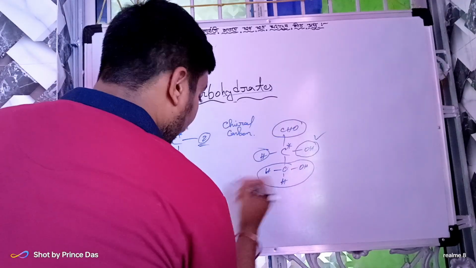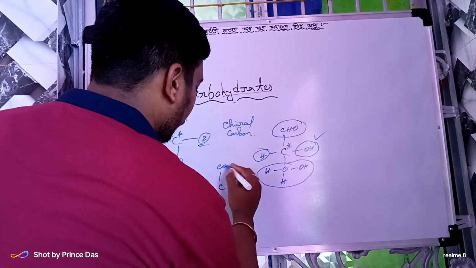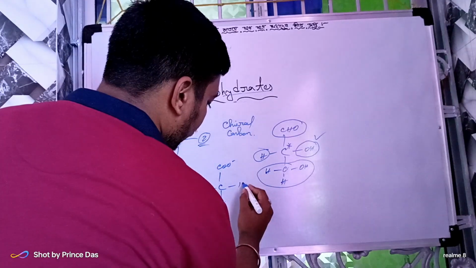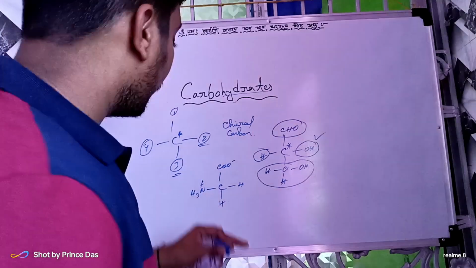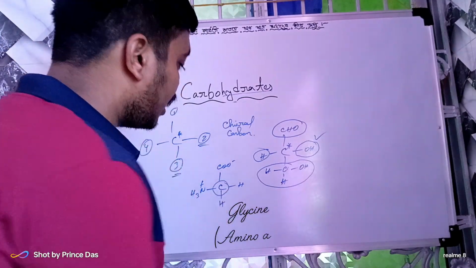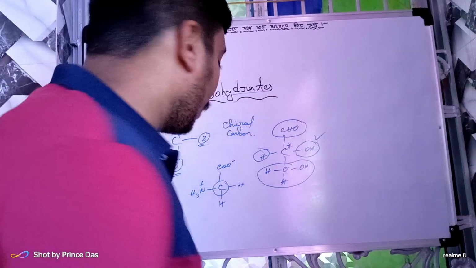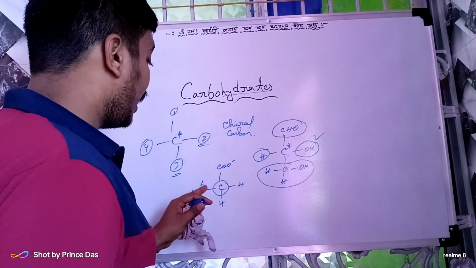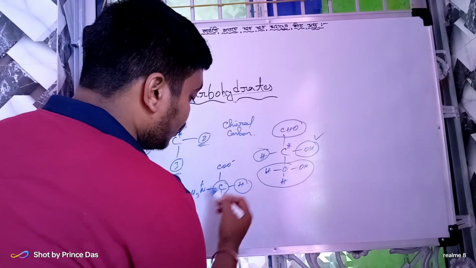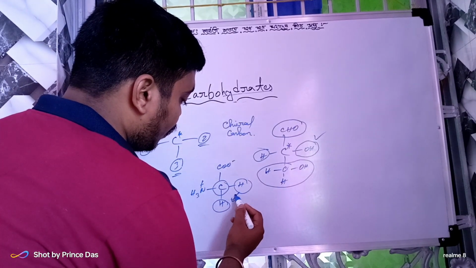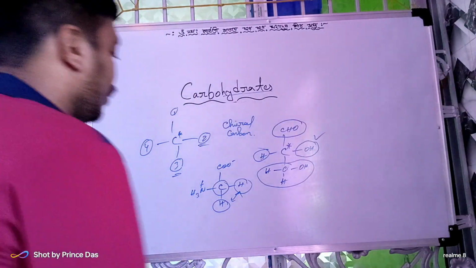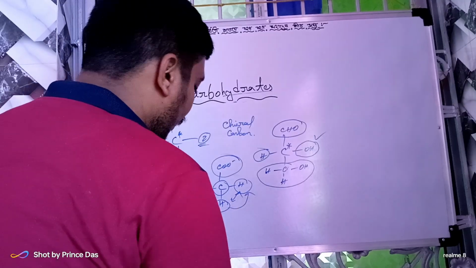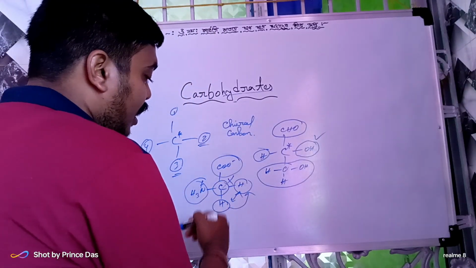Example of glycine: carbon, C double bond O minus, NH3 plus, H. Can I call this carbon a chiral carbon? The answer is no. Why? Because a chiral carbon should have 4 different groups, but here hydrogen and hydrogen are both the same. This one is different, this one is different, but both of these two are the same. So we cannot call it a chiral carbon.